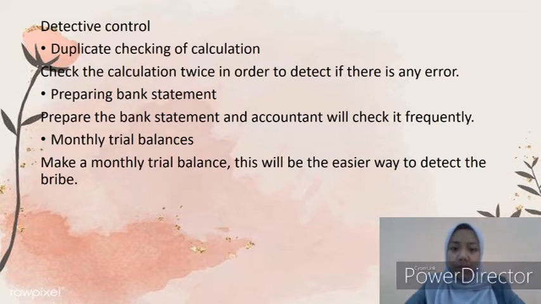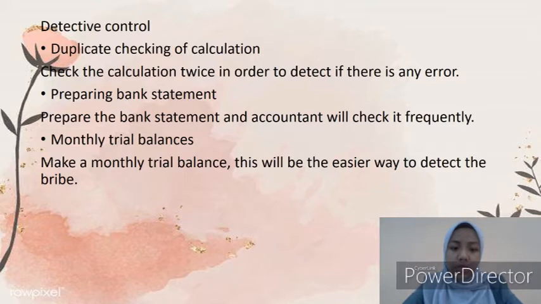Next, we have preparing the bank statement. An accountant will check it frequently. When the company finds any suspicious amount, they need to check the bank statement and prepare a new bank statement again.